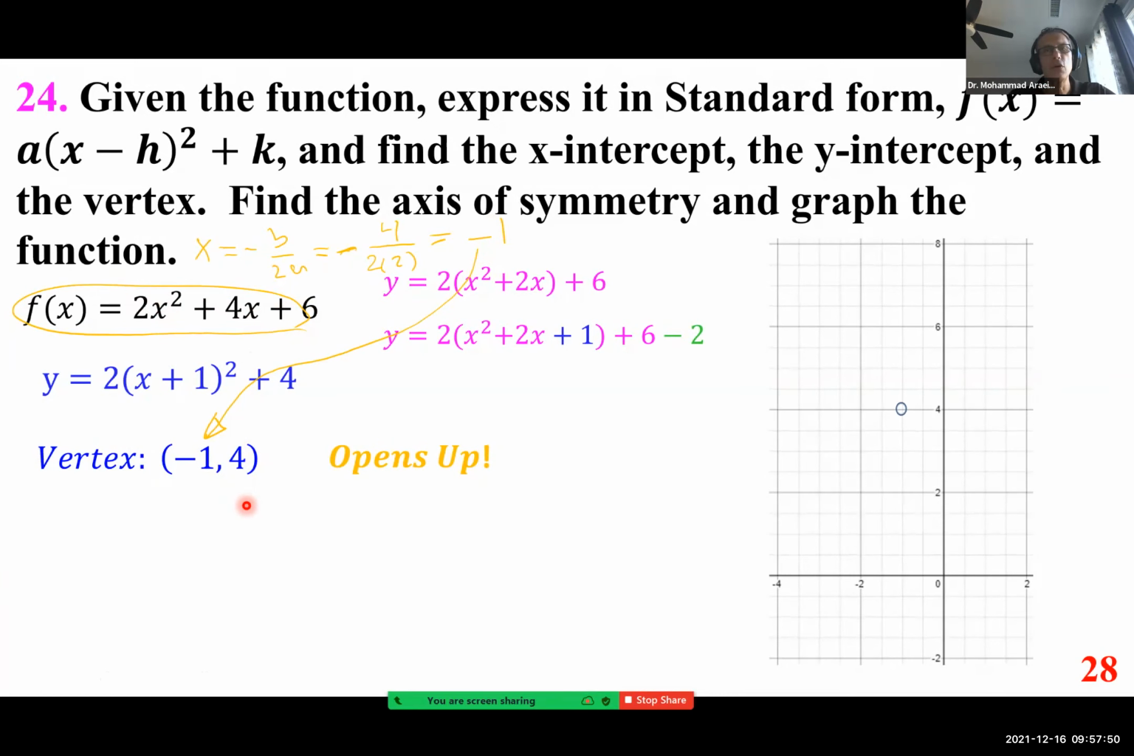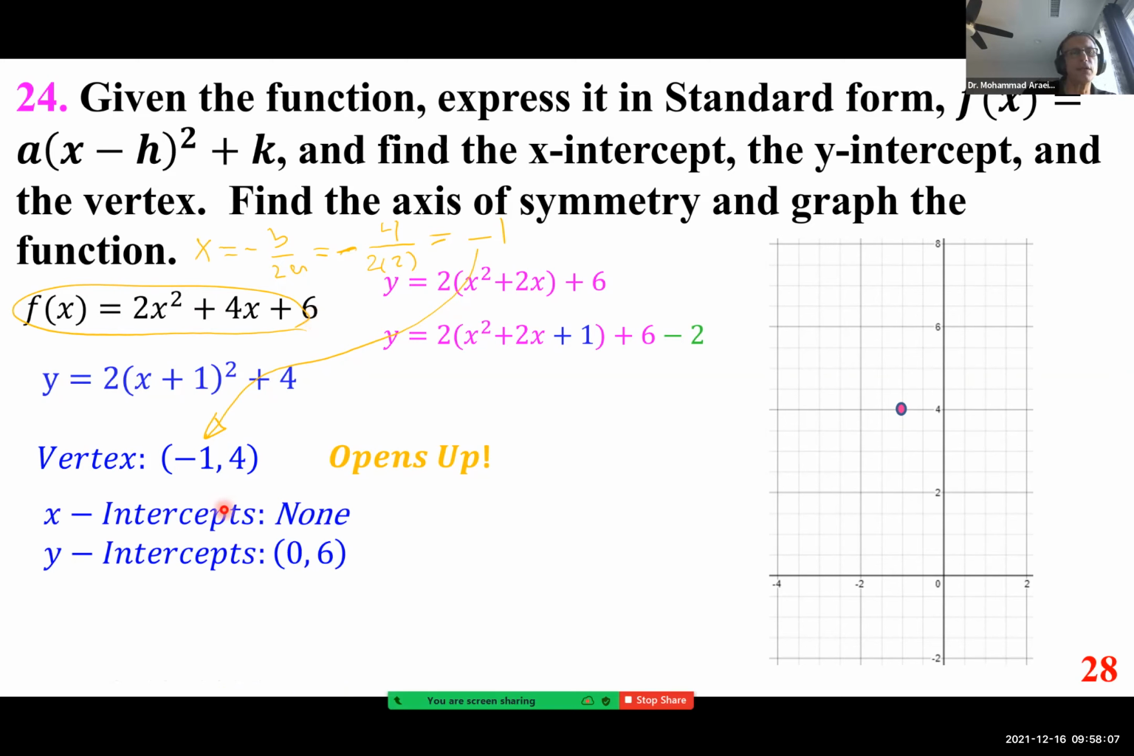Now, let's plug in the vertex. Going back to this, we need the intercepts. X is 0, that means (0, 6), and Y is 0. There is no x-intercept. Why is that the case? If you set this equal to 0 and you calculate the b squared minus 4ac, it becomes negative. So there is no x-intercept.